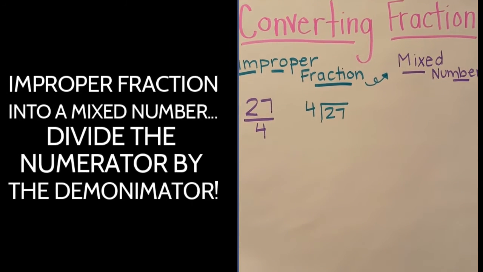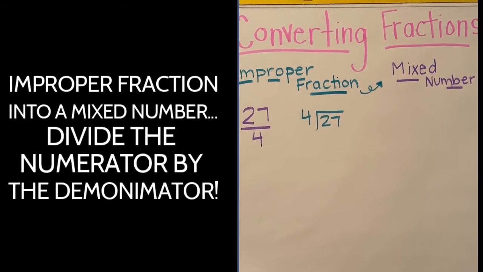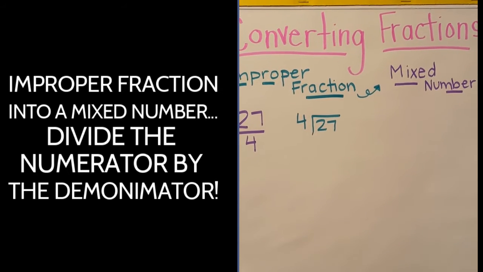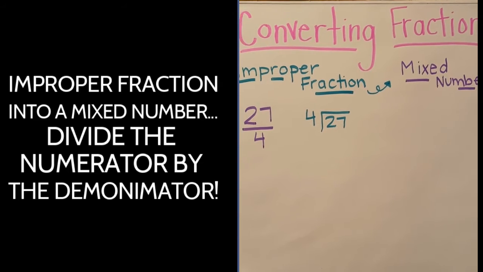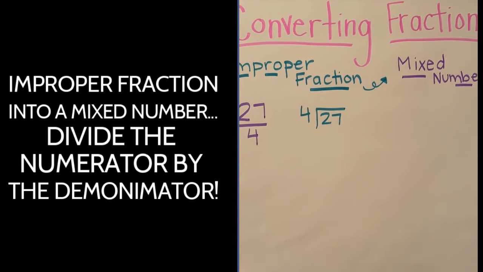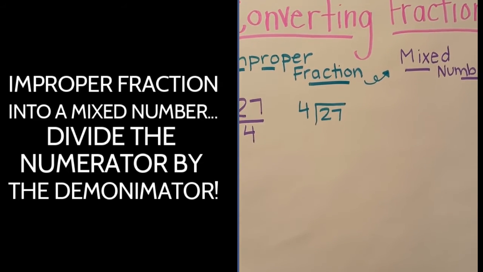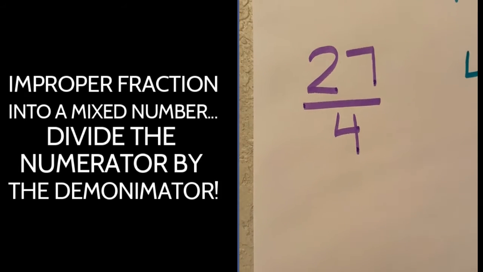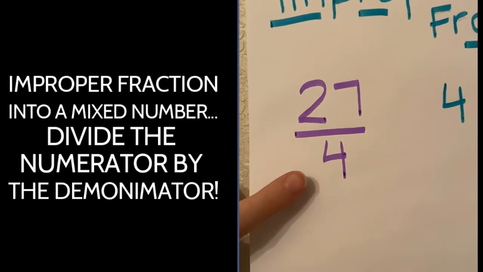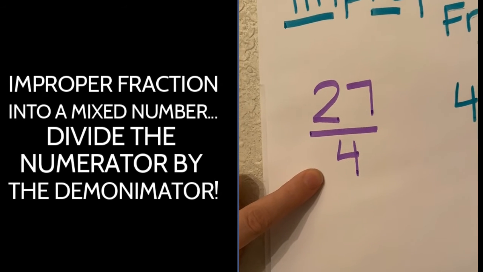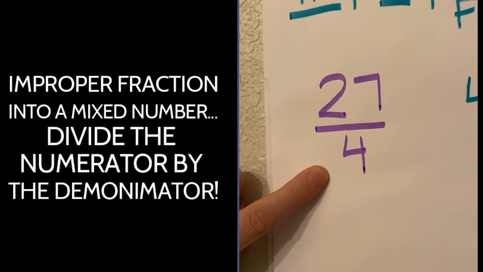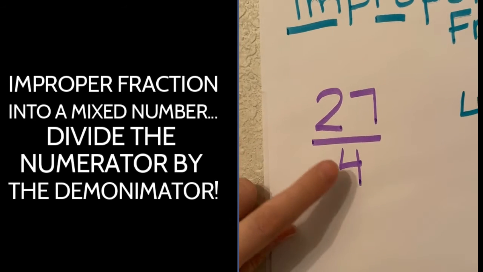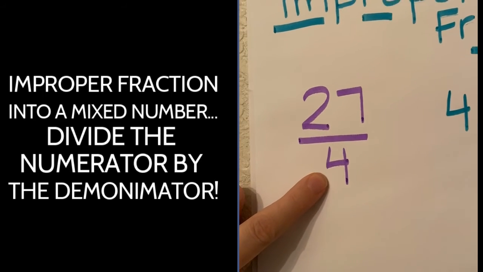Okay, so with converting fractions, we're going to take an improper fraction and turn it into a mixed number. I personally like the way it looks in a mixed number better because I just understand how much it actually is. So this is the way it looks in an improper fraction. It's improper because the numerator is a lot bigger than the denominator. So in this case, anything over 4 in the numerator is going to make this an improper fraction.